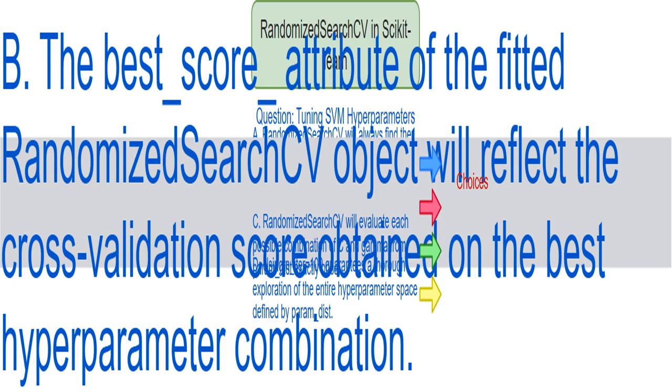This statement probes knowledge of the "best score" attribute. After running randomized search-CV, this attribute stores the highest cross-validation score obtained among all the randomly sampled hyperparameter combinations. This score corresponds to the best performing model. So, this is true.